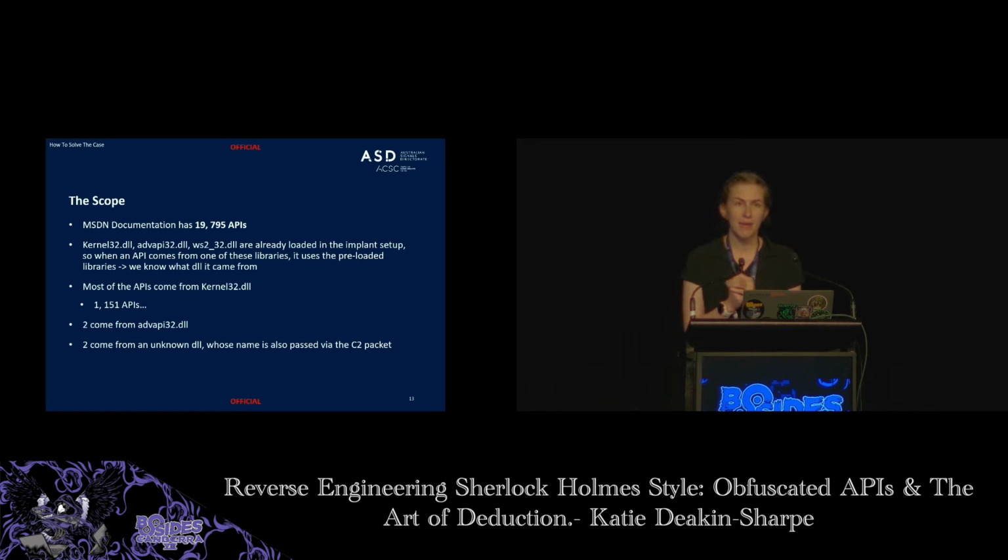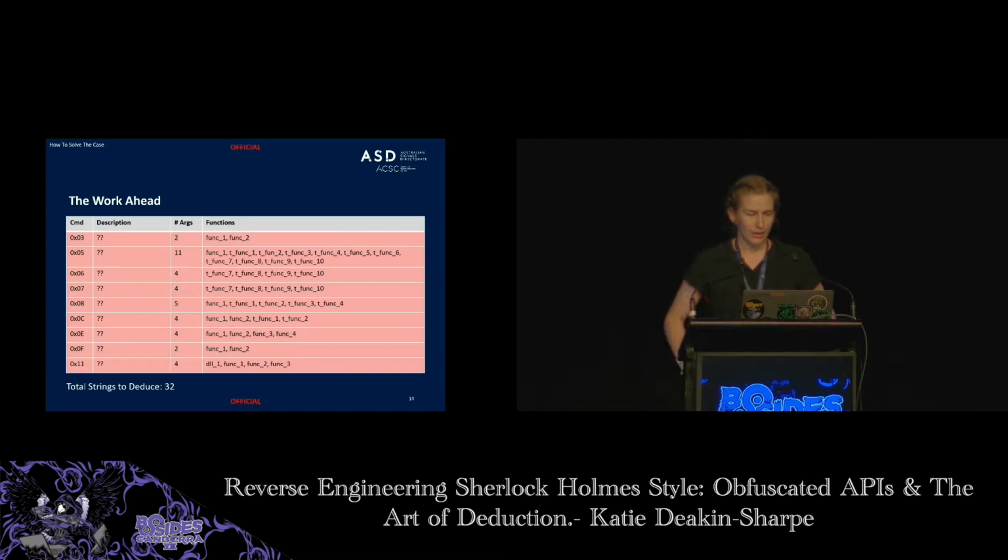There were 2 that came from advapi32.dll and 2 that came from an unknown DLL, and its name was passed in to the implant by that same method from the C2 payload. In total, there were 9 commands that used this API obfuscation technique, which left me with a total of 32 strings to deduce, 31 API names and 1 DLL name.